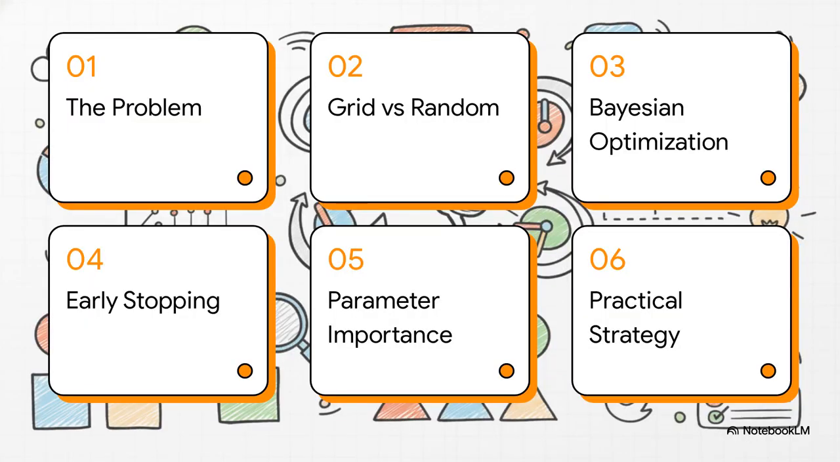So here is our game plan for today. We'll start with the hyperparameter problem, then compare grid versus random search, dive into Bayesian optimization, touch on early stopping, look at hyperparameter importance, and finally, wrap it all up with a practical strategy.